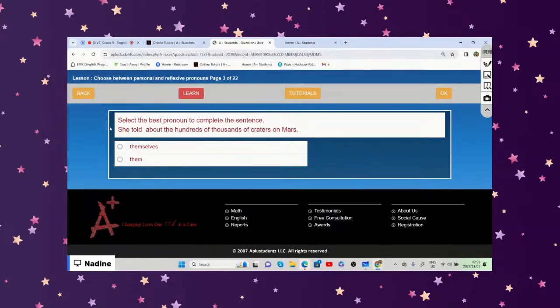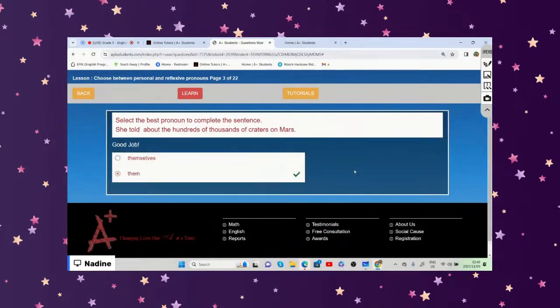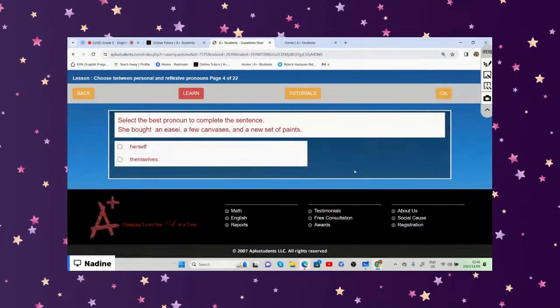So we didn't say she told them about the hundreds of thousands of craters of Mars. So them is our personal and correct pronoun. So well done. Them is correct. Well done, everybody.